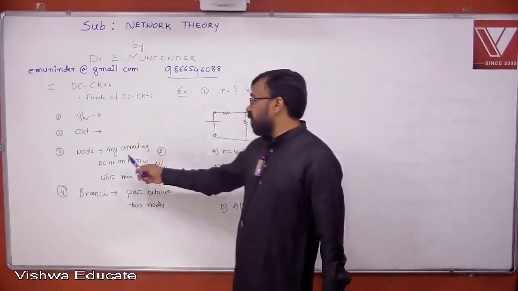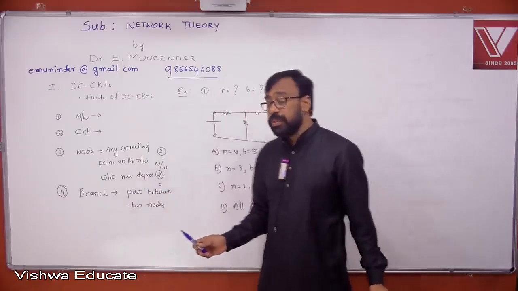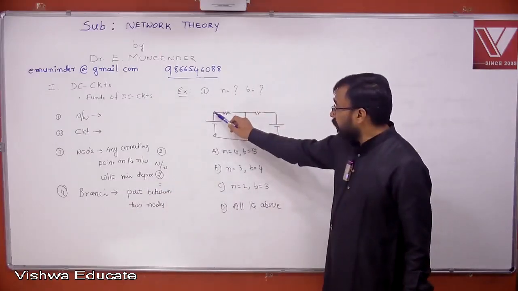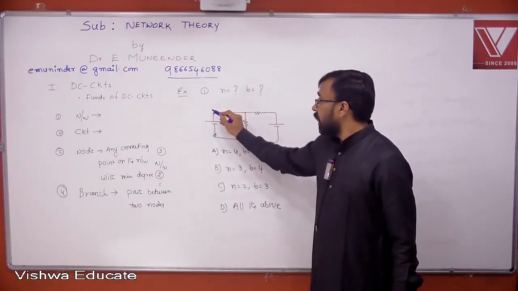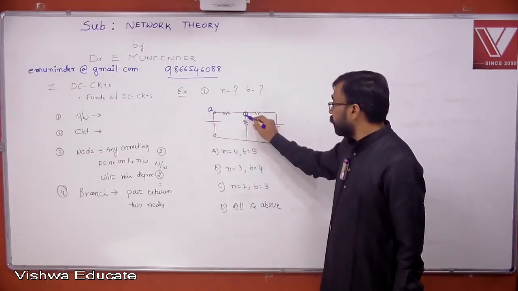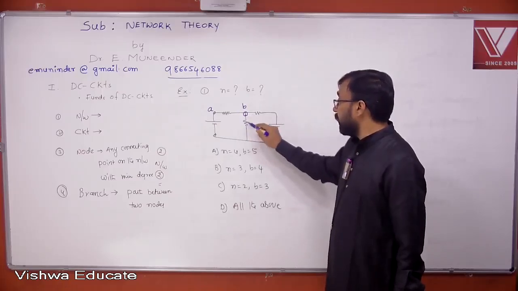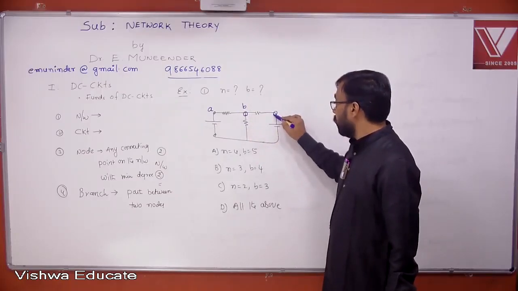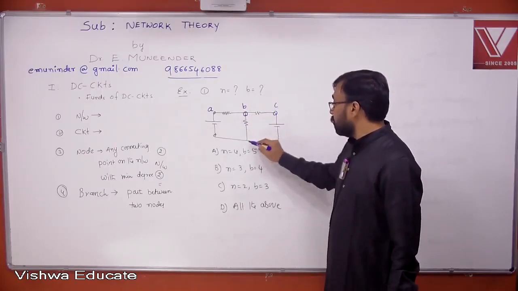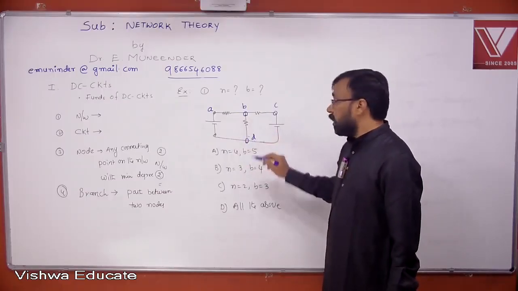What is actually a node? As per the definition, a node is any connecting point on the network with minimum degree 2. What is the degree of this particular connecting point? 2. I can call it a node. What is the degree here? Sorry, 3. The degree is 3, therefore node. The degree here is 2. The degree here is 1, 2, 3. Therefore, there are 4 nodes.